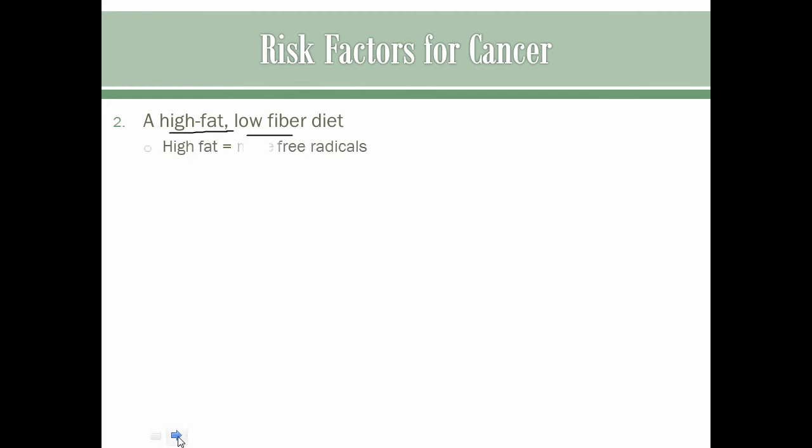The reason why a high-fat, low-fiber diet is a problem, we're going to look at separately. High-fat, when you take in a meal that is high in saturated fat or other types of fat as well, but mostly saturated fat, saturated fats create lots of free radicals. So it's going to do the same thing that we talked about in the last slide. Those free radicals from the fat are going to start pulling off electrons from DNA.